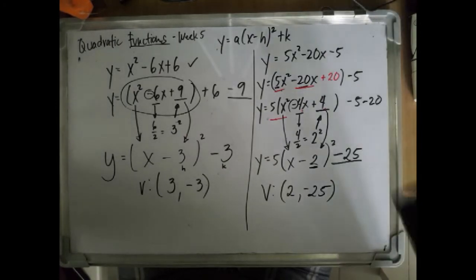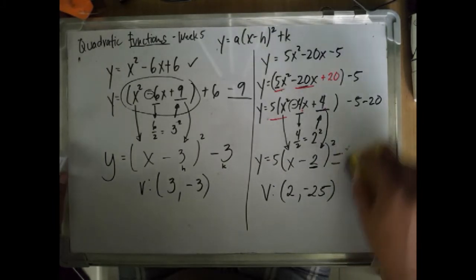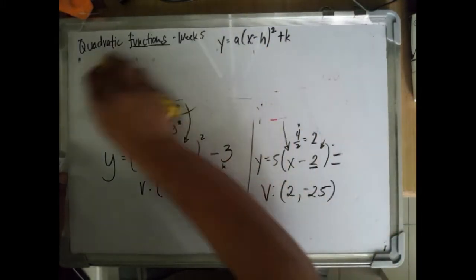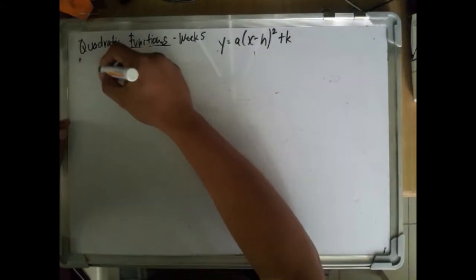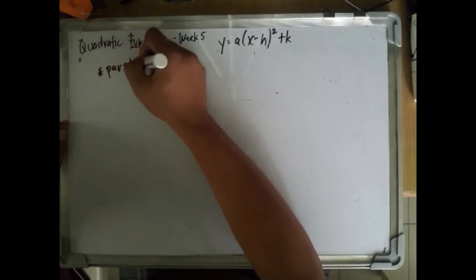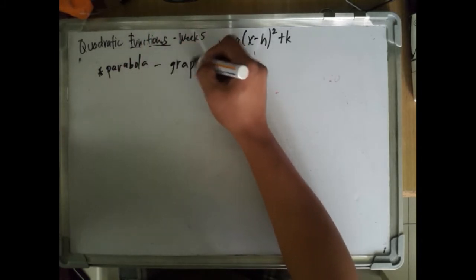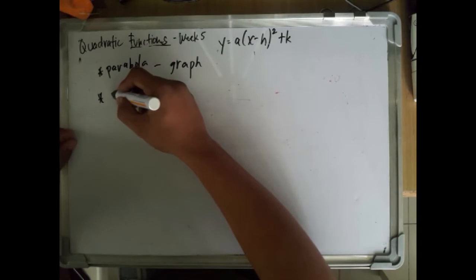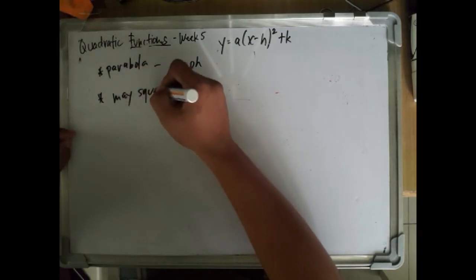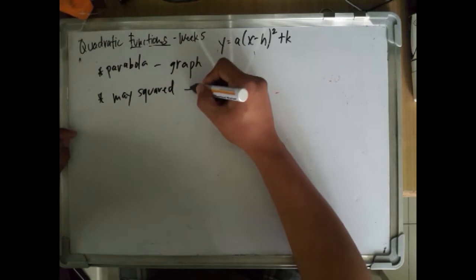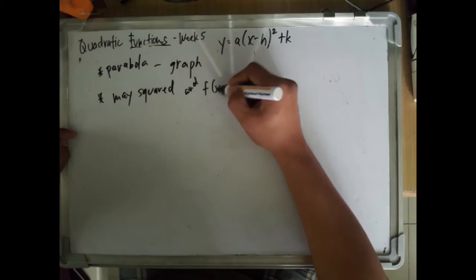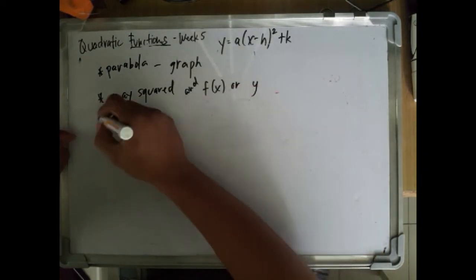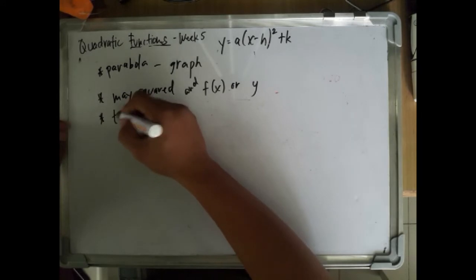Okay? So, paano ba nasasabi na quadratic function? So, unang-unang nasabi natin na quadratic function kapag nakagraph siya ng parabola. Okay? Kapag even yung graph. Then also, quadratic function kapag may squared. And at the same time, may squared, meron din siyang f of x or y.